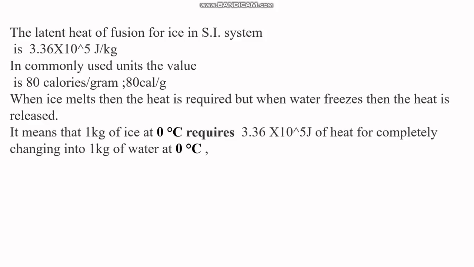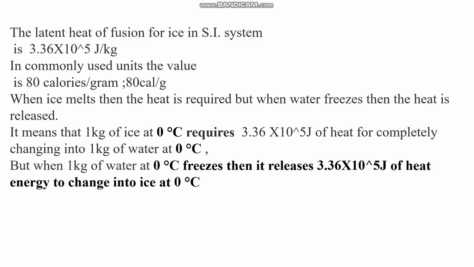Now, the fact that latent heat of fusion for ice is 3.36 into 10 to the power of 5 joule per kg, what does this mean? It means that 1 kg of ice at 0 degrees Celsius requires 3.36 into 10 to the power of 5 joule of heat for completely changing into 1 kg of water at 0 degree Celsius. But when 1 kg of water at 0 degrees Celsius freezes, it releases 3.36 into 10 to the power of 5 joule of heat energy to change into ice at 0 degree Celsius. So when ice gets converted into water, it will absorb heat. And when water converts into ice, it is going to release heat, maintaining constant temperature in both situations.